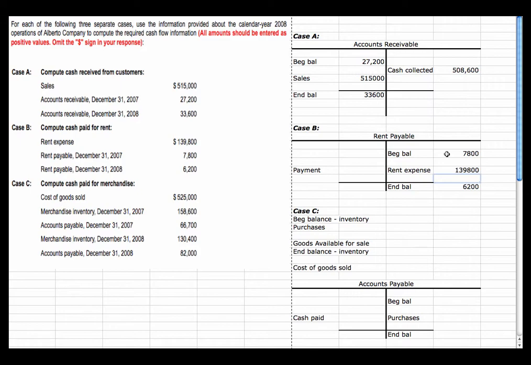So if that's the case, I started with $7,800 and I'm going to end up with $6,200, and my rent expense is my increase. I could create a formula that says take my beginning balance, add in the increases, and then subtract what's left over, and that would show me how much I paid.